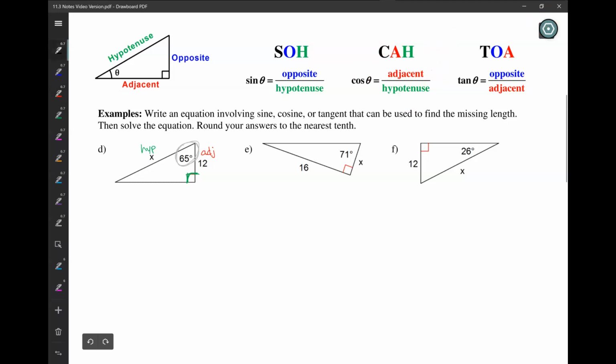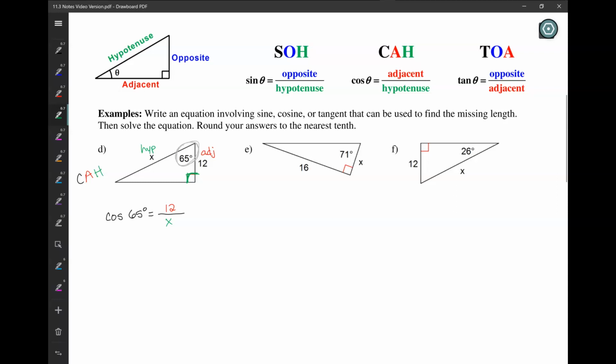So I write the equation just like I did in the previous problems. The cosine of 65 degrees equals, well, adjacent always goes on top. Adjacent is 12 over hypotenuse. Hypotenuse always goes on bottom.